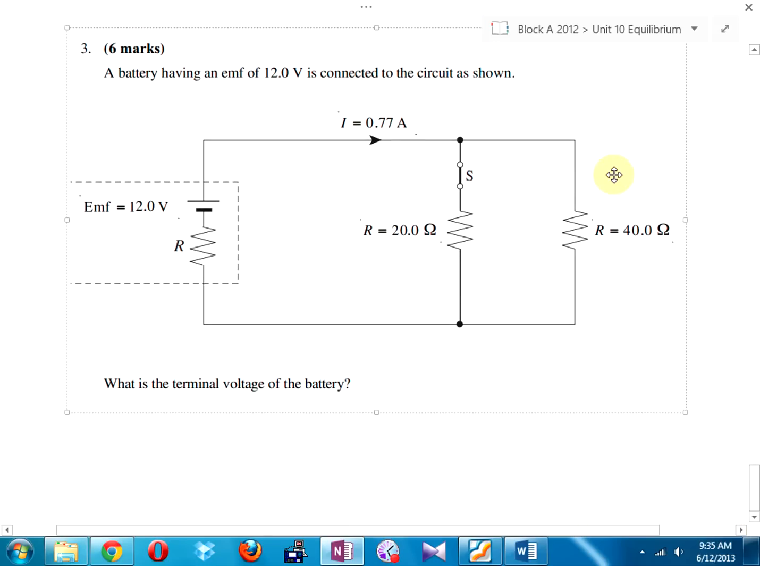So here's an example. Circuit. Brett, what do they want you to find? What is the terminal voltage? The terminal voltage is EMF minus the little bump that you lose there. That's all it is. That's what that equation on your formula sheet meant.